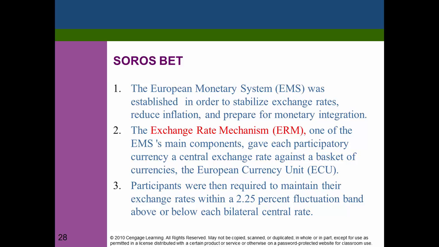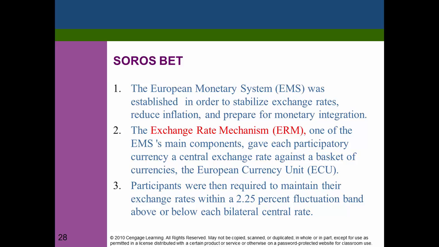Okay. So what is the bet he did? This is quite some time back. We are talking about the European monetary system that was established in order to stabilize exchange rates, reduce inflation, and prepare for monetary integration. So basically, the European countries wanted to come together, and this was before the euro, but they still had some plans, and they were basically looking to stabilize the exchange rates so that they can trade within themselves and so on.